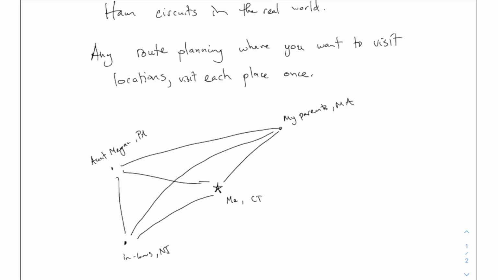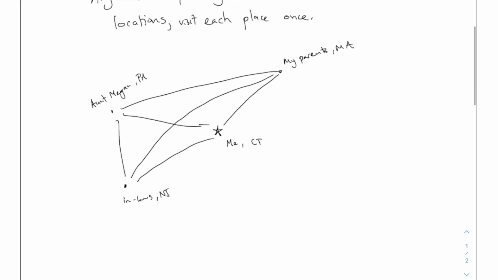So this looks like a graph with 4 vertices. And what I want to do is make a Hamilton circuit in this graph, because I want to visit each of the vertices once and then come back to where I started. So my trip here should visit each vertex once.